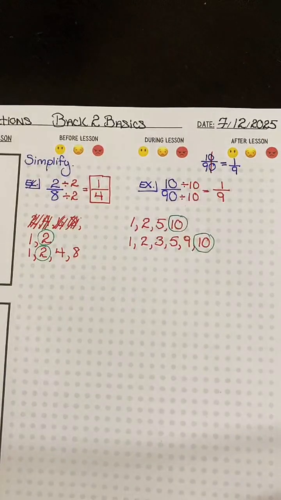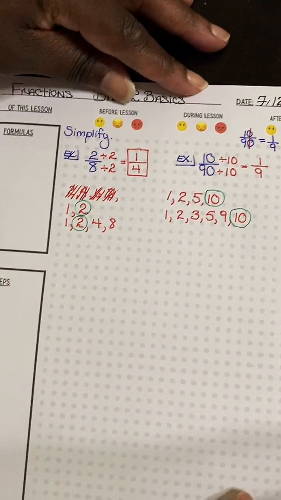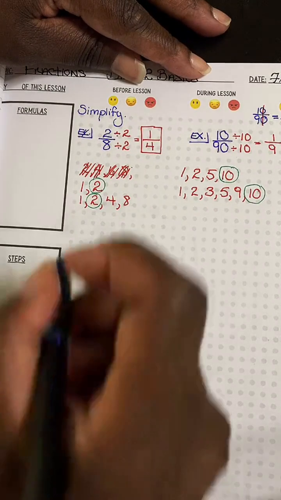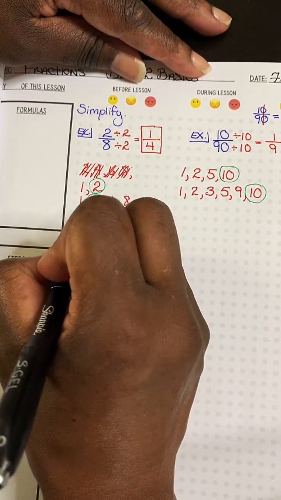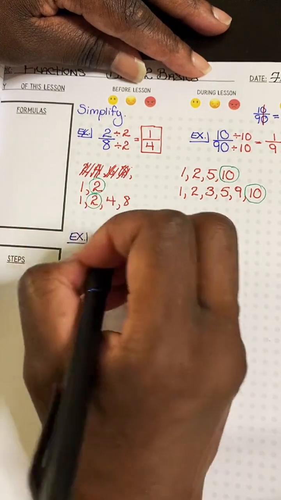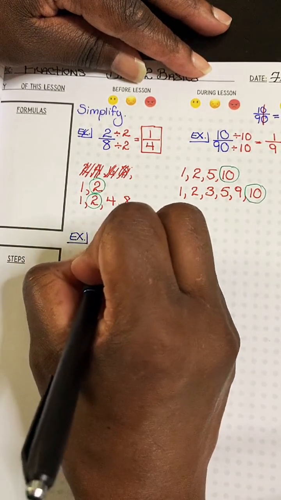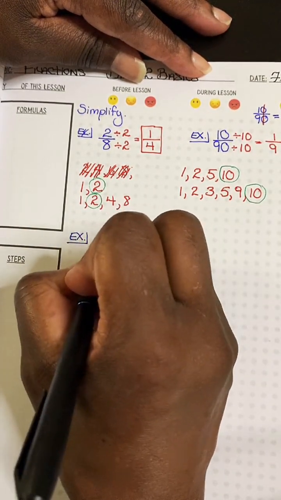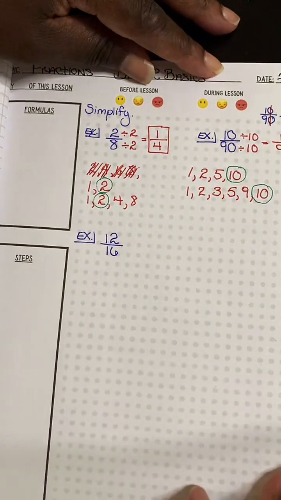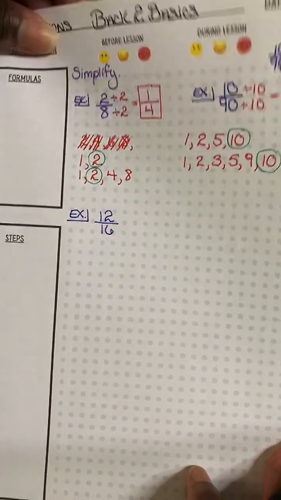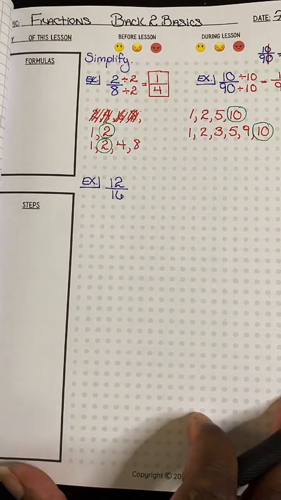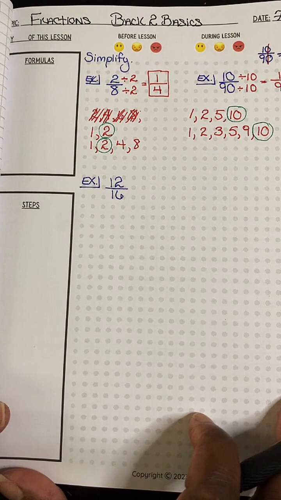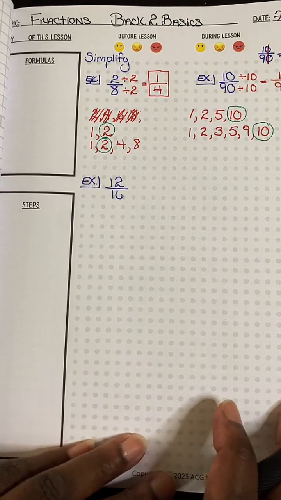Let's try this other one. So I got my 12/16. Okay, 12/16. What do 12 and 16 have in common?